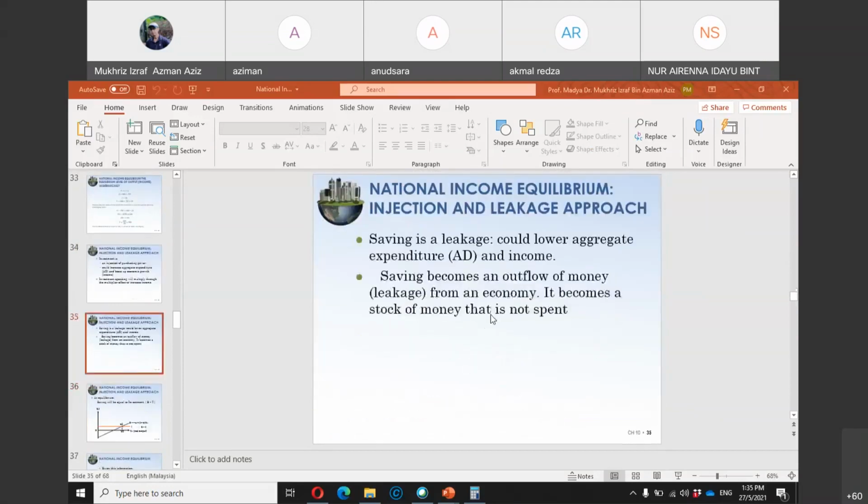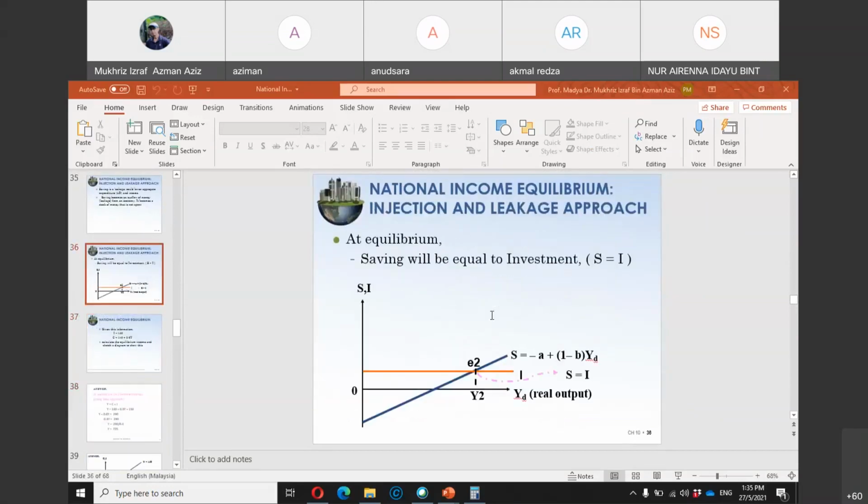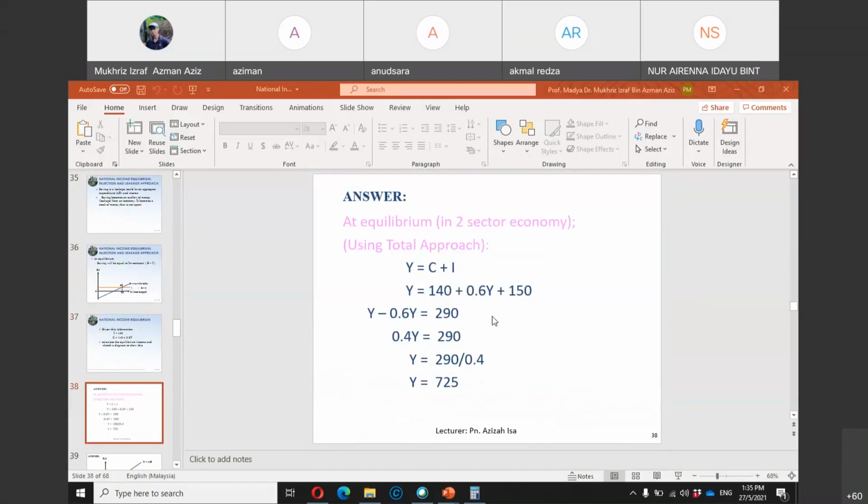Please go through the slides to see how you calculate the output level, which is similar to what we discussed just now. C plus I, so you just add the consumption function plus investment, and you can solve for the value of the equilibrium output.